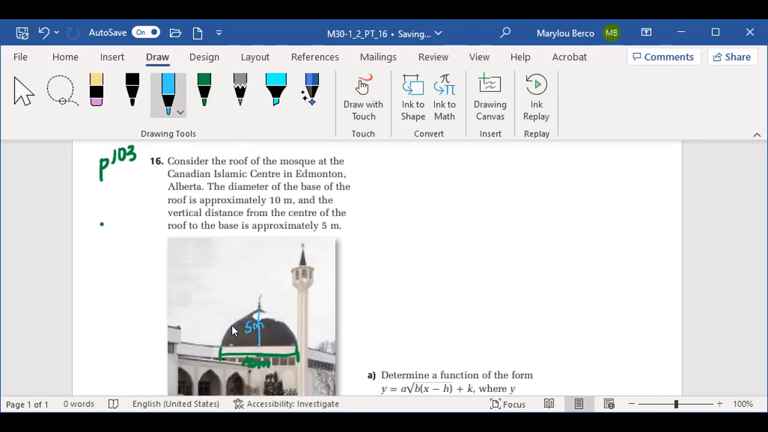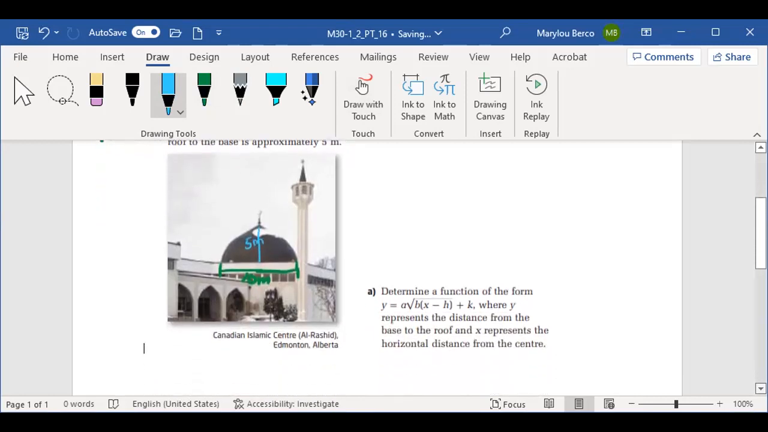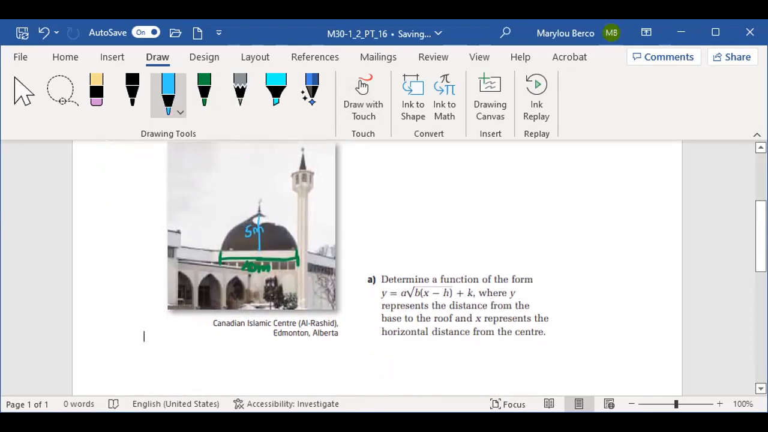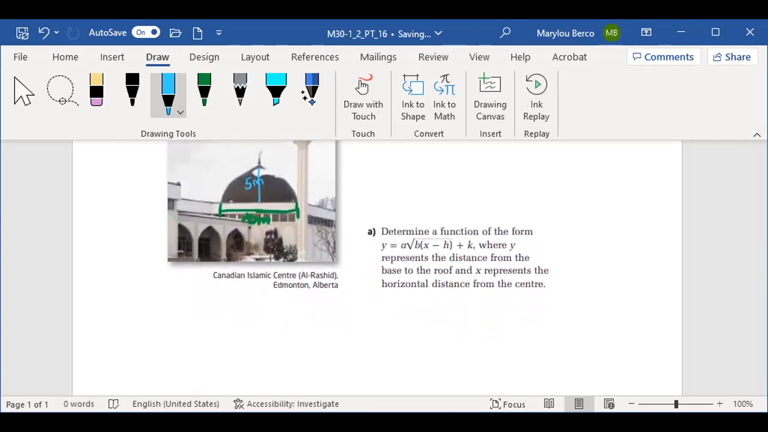Determine a function of the form y equals a root b(x minus h) plus k, where y represents the distance from the base up to the roof and x represents the horizontal distance from the center. Okay, so let's just consider the right half of the roof. So here's the right half. The diameter is 10 meters, so this will also be 5 meters.